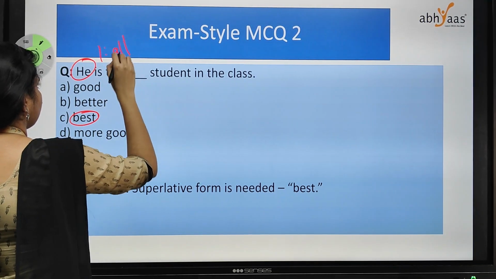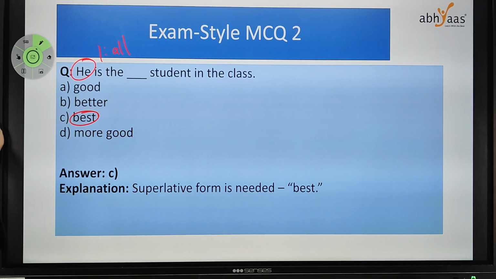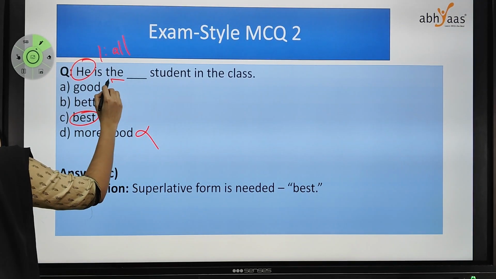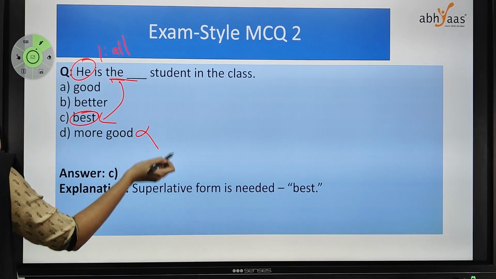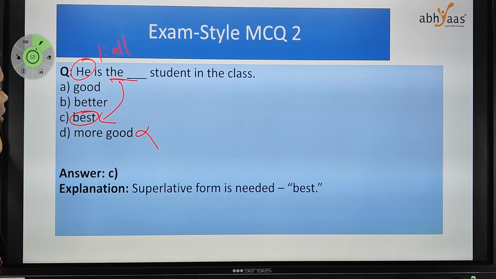All the other students in the class, right? So it should be superlative degree, and more good would not come because you can just use better instead of that, and whenever the comes into the picture, you know that it's directly connected to the superlative degree.